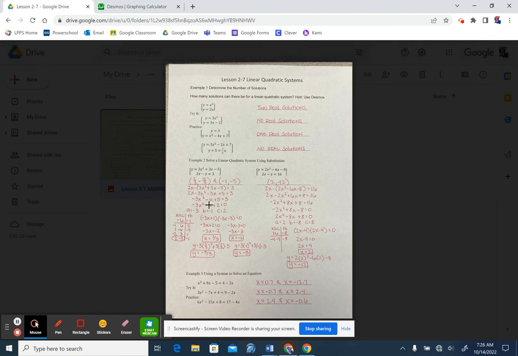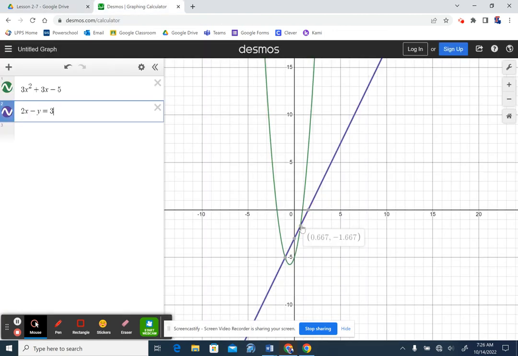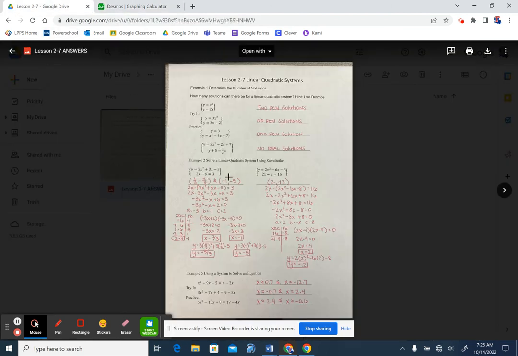Now, the book has the answer in fraction form. So if you can convert from fractions to decimals, that will be great. You need to learn how to do that. If you don't know how to do that, let me know. You can use the calculator to do so. And then the second point is -1, -5. So as you can see, those match the 2 points without having to do any algebra whatsoever. And the same thing for the next one. Type it in and you will see that they only intersect at one spot.